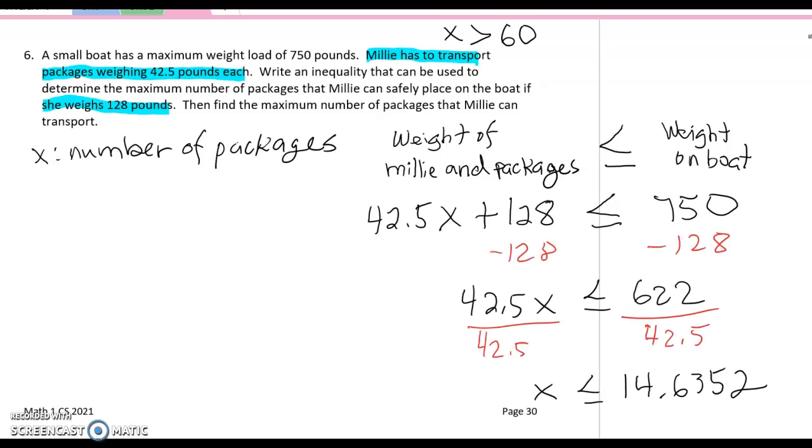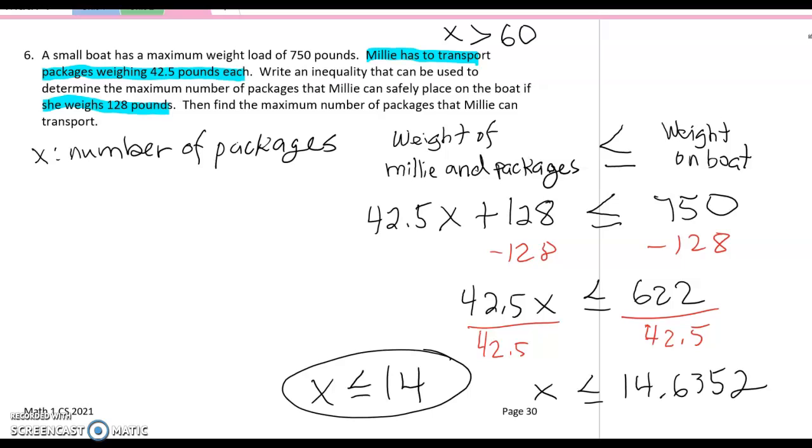All right, so we start undoing operations, isolating the variable, and here we get x is less than or equal to this long decimal. Okay, so here's a situation where x represents the number of packages, and we cannot have part of a package, so we need to round this. Because we do not want to be overweight, we need to make sure that we round down for this one. So we're going to round that down to 14.